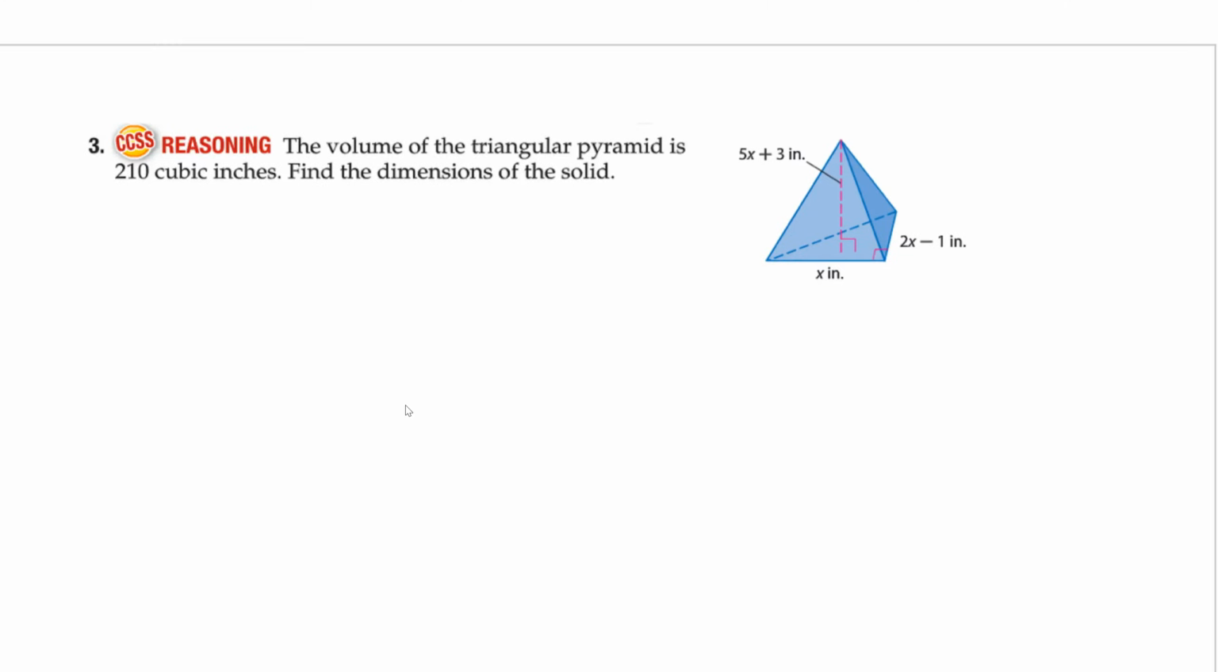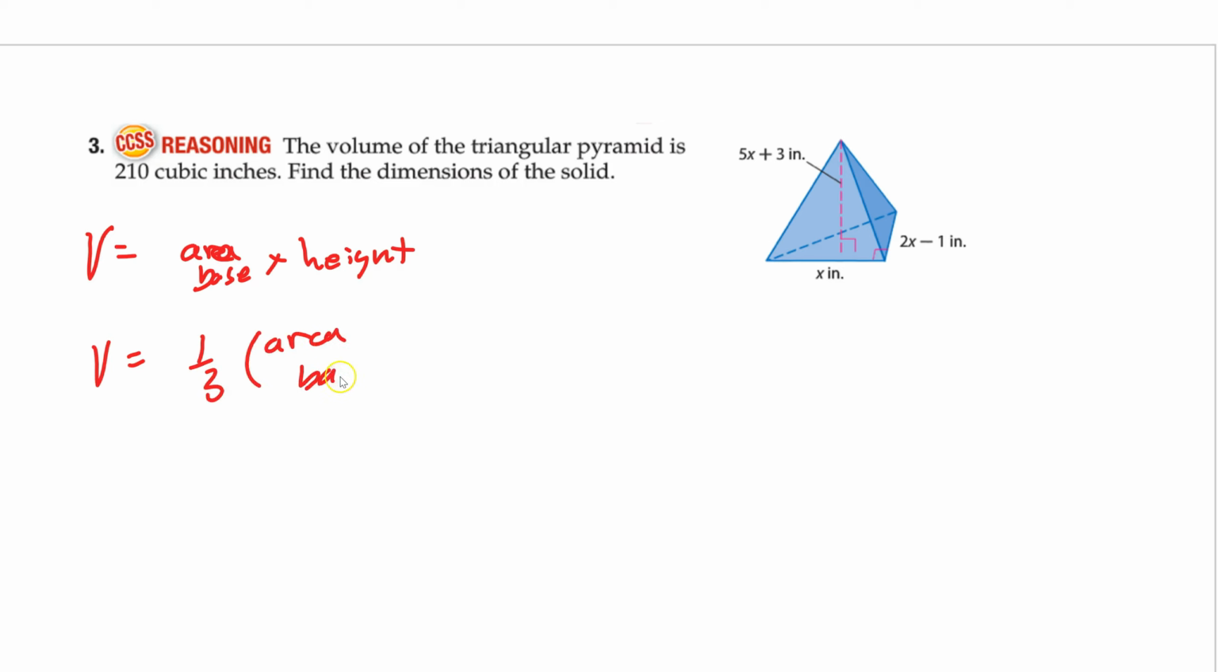Okay, one last problem. The volume of a triangular prism is 210 cubic inches. Find the dimensions of the solid. So when we find x here. Now again, if I'm not sure what volume is, it's always the same thing: area of the base times height. That's how you find the volume of anything. Except if it's pointy, like a pyramid or a cone, then it's 1/3 area of the base times height. So that's the formula we're going to use here: 1/3 area base times the height.